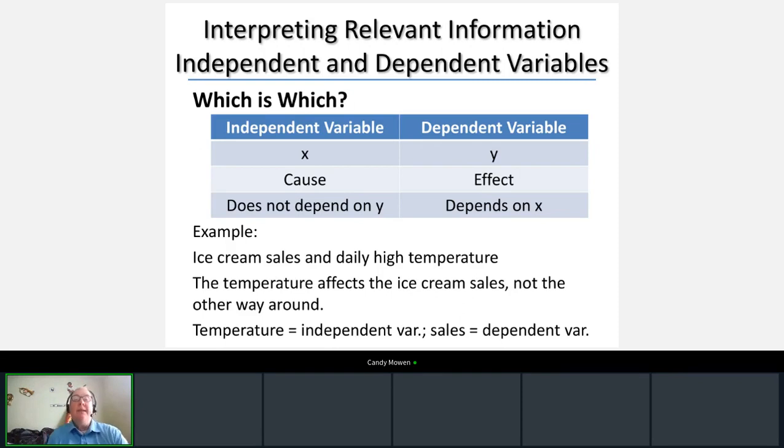Which is which, independent or dependent? If we let X be independent and Y be dependent, X can be our cause and Y can be our effect. X does not depend on Y; Y depends on X. For example, ice cream sales and daily high temperatures. The temperature affects the ice cream sales, not the other way around. Temperature is the independent variable. Sales is the dependent variable.